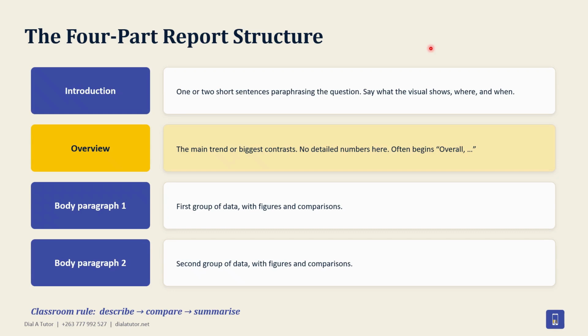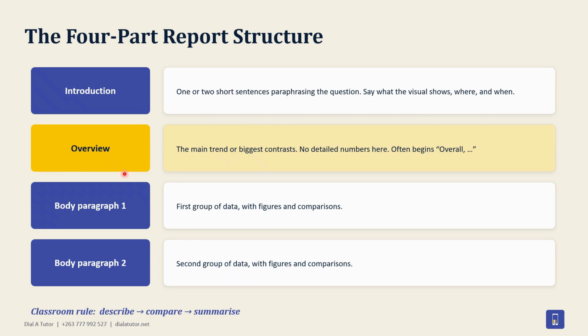So in this case, however, we do have a 4-part structure. You have to have an introduction, 1 or 2 short sentences paraphrasing the question. In other words, you are just going to say what the visual shows, where and when, because definitely there's going to be dates labeled. Perhaps it could be from a particular country or from a particular school.